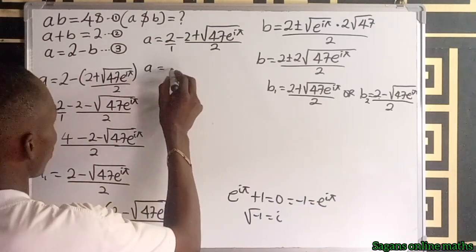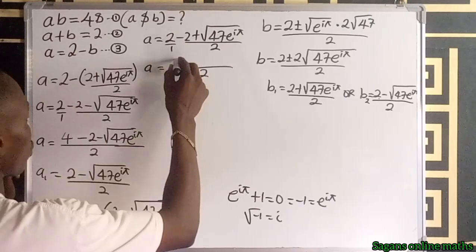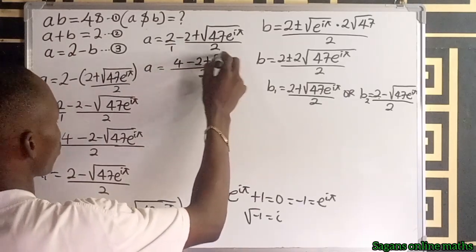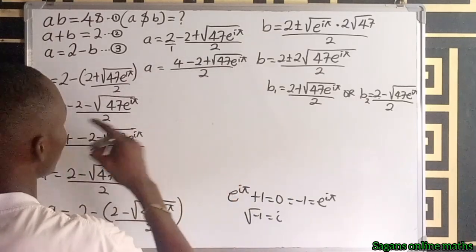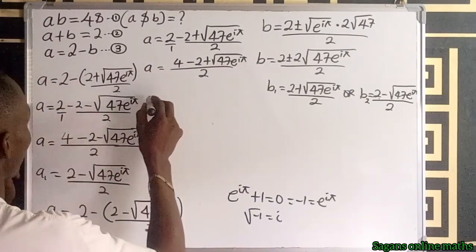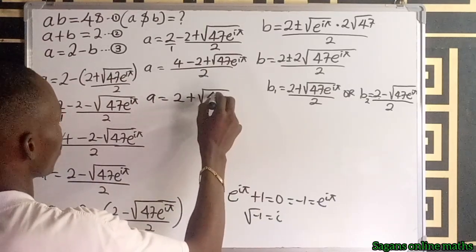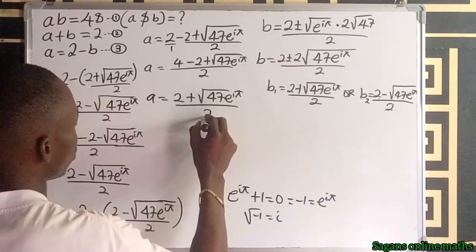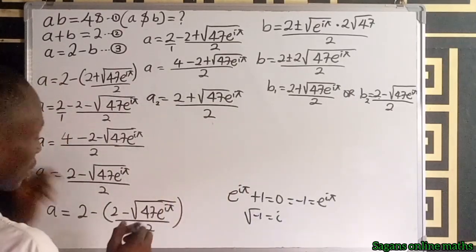So A will be equal to, our LCM is 2. 2 divided by 1 is 2. 2 times 2 gives us 4. 2 into 2, 1, 1 times all this gives us 2 plus root 47 multiplied by e to the power I pi. So 4 minus 2 gives us 2. So A is equal to 2 plus root 47, e to the power I pi, all divided by 2. So this is number 2.